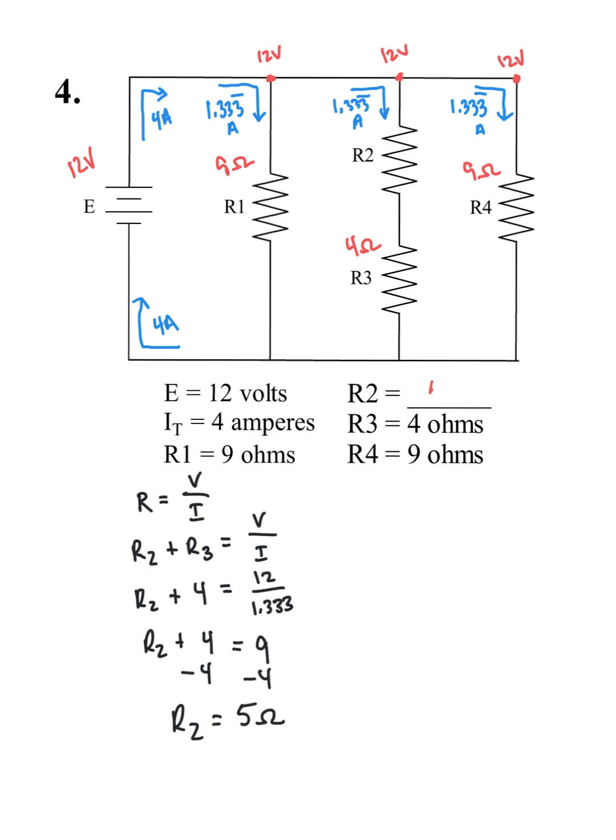So the solution in this case is 5 ohms right here, and you can see that I have proven each branch with the resistances. If R2 is 5, we would add that because it's a series circuit: 5 plus 4 would be 9 ohms, and that would make sense. We would have the same current flowing through each of those.